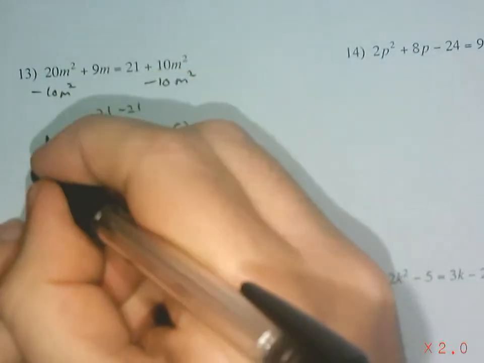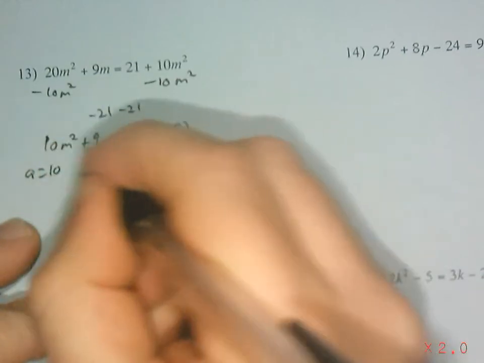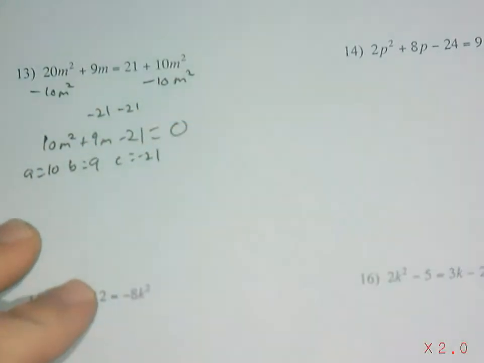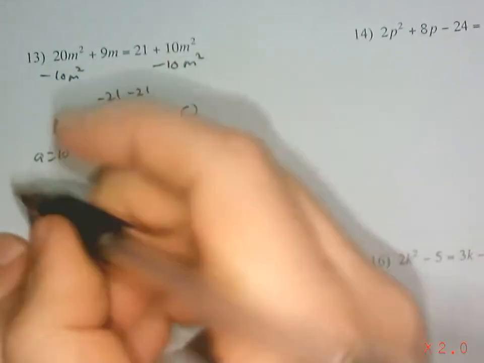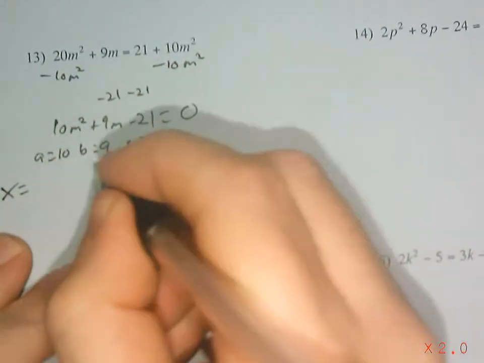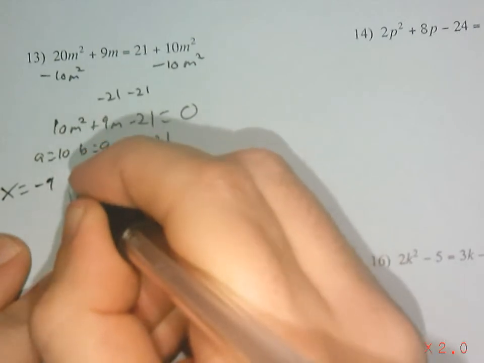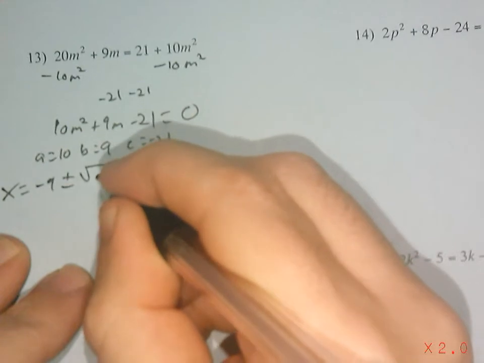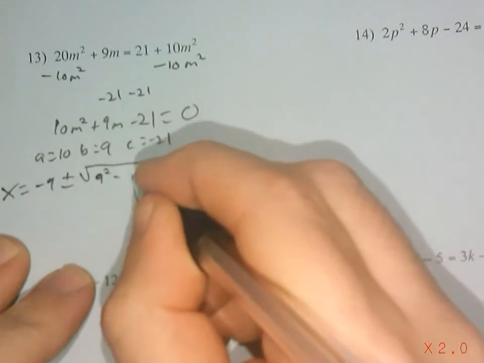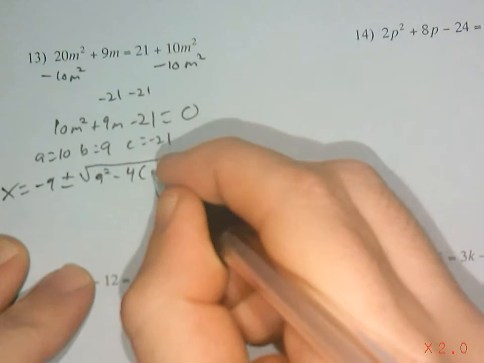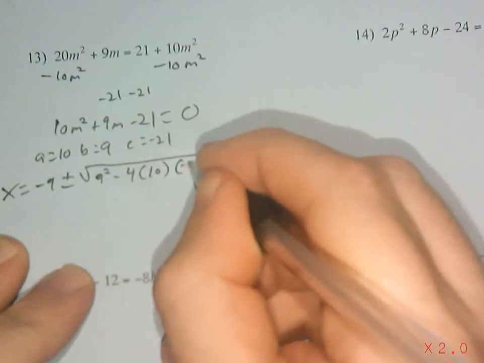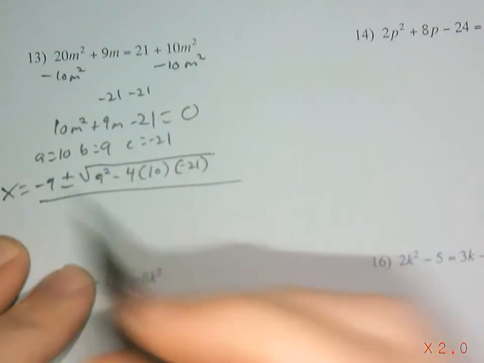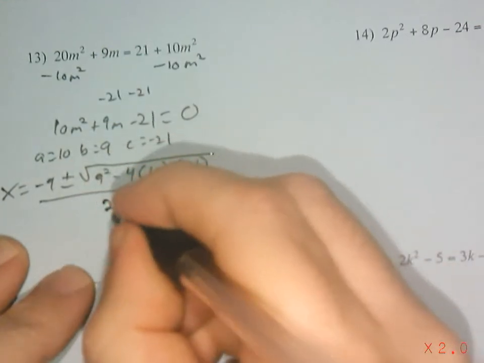Now I can find my ABC. So A would have to equal 10, B would have to equal 9, C would have to equal negative 21. And then I plug those into my formula. X is going to equal negative B, so negative 9, plus or minus the square root of b squared, so 9 squared, minus 4 times a, which is 10, times c, which is negative 21, all over 2 times a, which is 10, so 20.